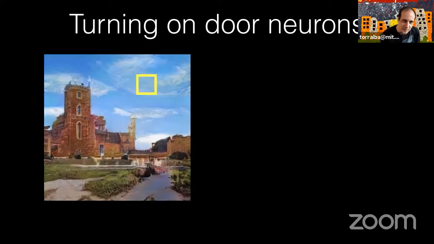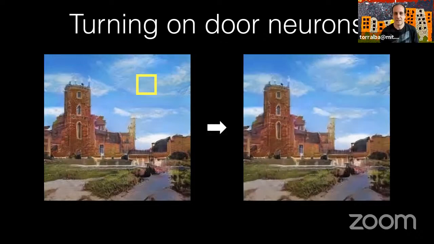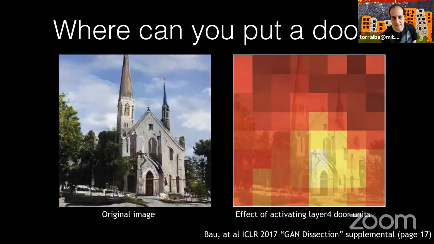So let's say that I want to put a door there on the sky. If I activate the door units over there, what happens is this. This is the result. Nothing happens. The cloud seems to change a little bit, but it's certainly not a door. It's still a cloud. So the network has refused to propagate that activation towards the output. In fact, when we track the activation, we can see the effect on the output dying out as you go layer by layer. And you can actually analyze that systematically.